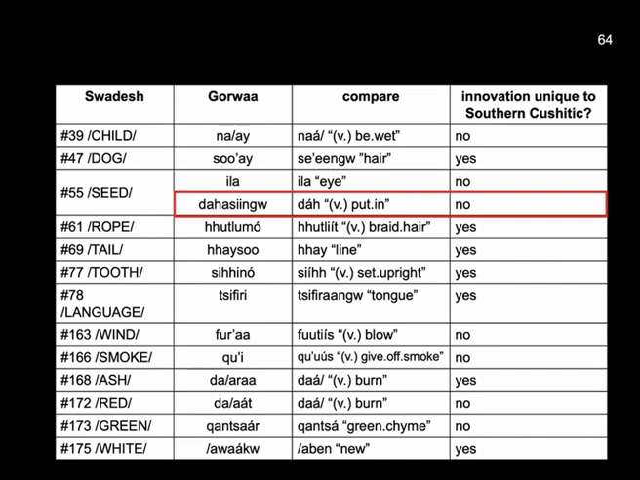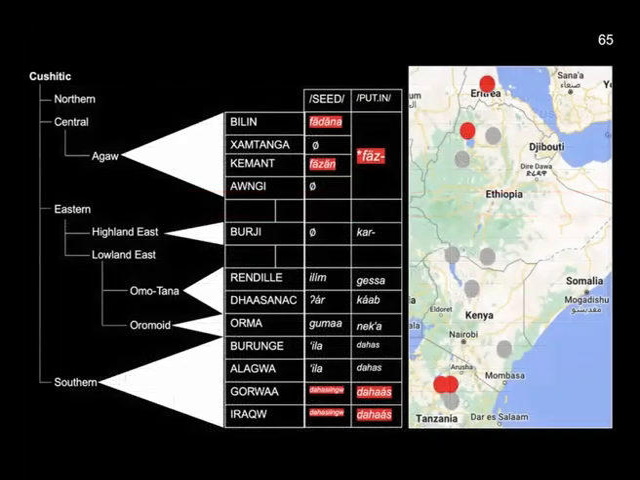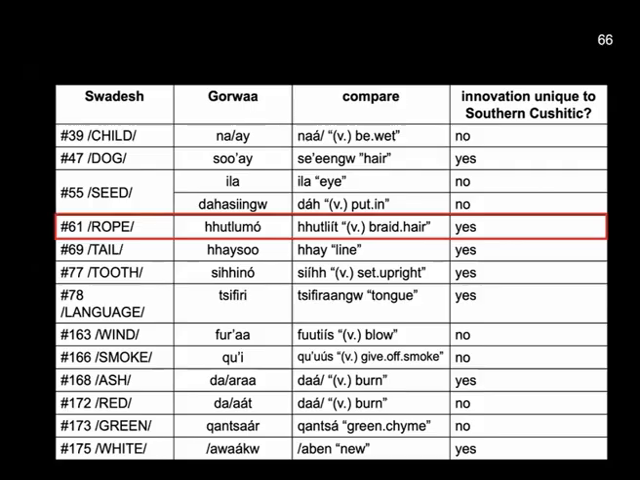The second pattern for another word for seed is with the verb for to put in. We see the same pattern in the Agao languages, actually. So to put in is something like fuzz, and we get fadana and fazan and bilin and keman. So the pattern is not limited to just southern Cushitic.